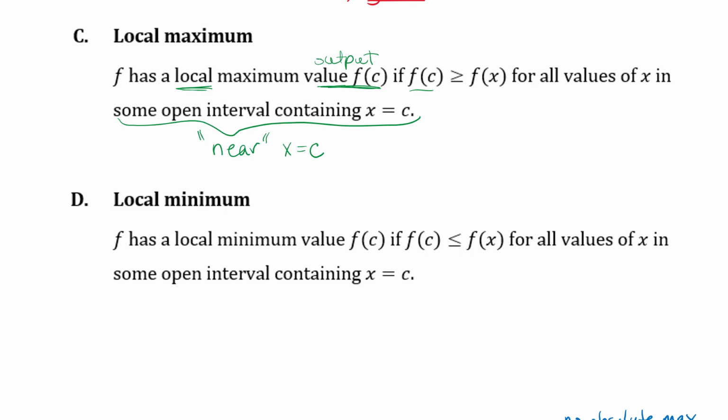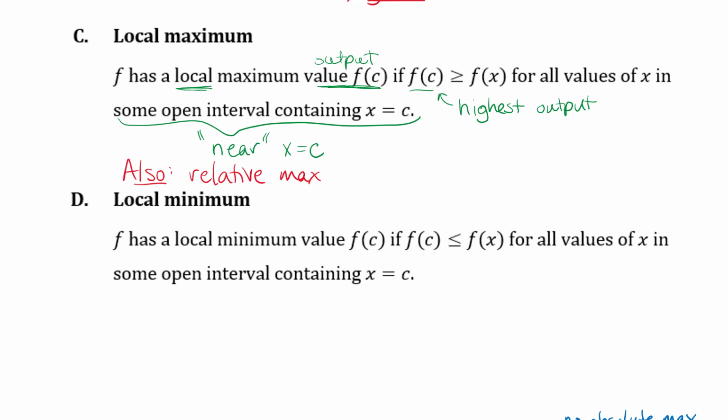All right, so this is also still a highest y value or highest output, but not necessarily on the entire graph, just in some neighborhood near x equals c. There's another vocabulary word that we sometimes refer to: local maximum is also sometimes called a relative maximum. And then the parallel definition here, we've got local minimum.